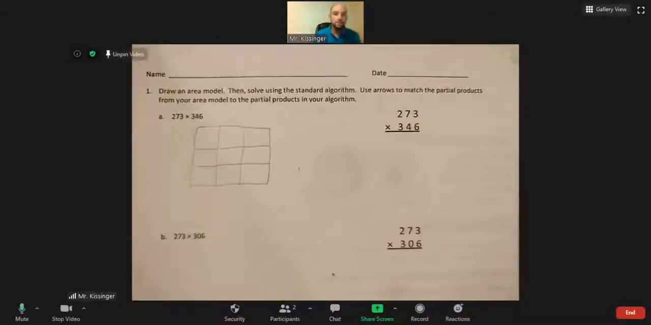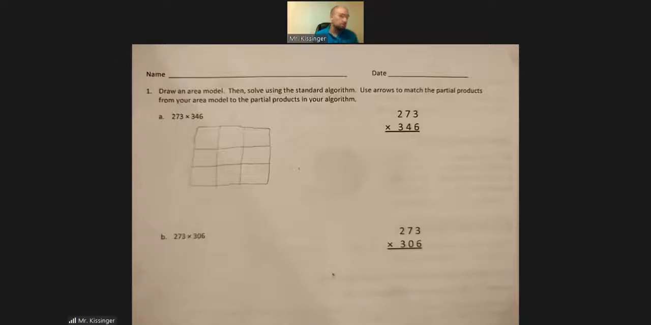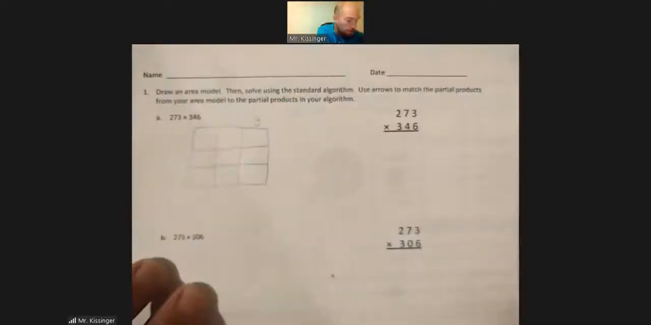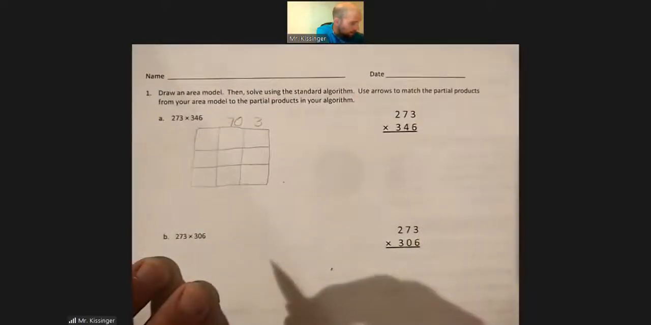All right, so we're going to try this same process with some larger numbers. If you look here, we have 273 times 346. So instead of breaking it into two smaller rectangles, I'm going to break it up into 9 small rectangles, and we're going to divide it up by place value. So across the top here, I'm going to put my ones place to the right. So we have 3. In the middle are tens, 70. And then our hundreds place, 200.